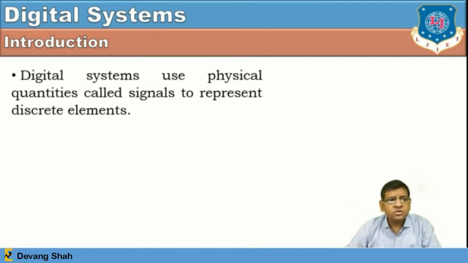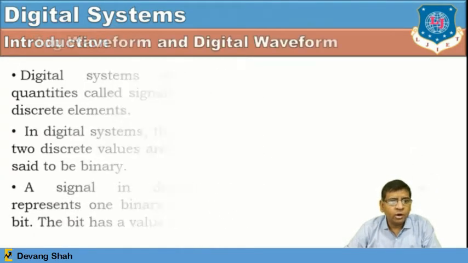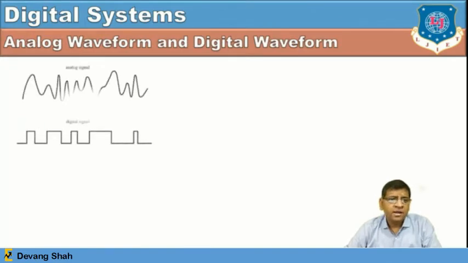Digital systems use physical quantities called signals to represent discrete elements, and those elements are in the form of 1 and 0. So a digital signal has two discrete values, 1 and 0. That's what we are talking about. We are living in an analog world. You can see here the analog signal, which is continuously changing with respect to time, but this is not the case for a digital signal, because the digital signal has a discrete value at a time. So you have a fixed value at a time.